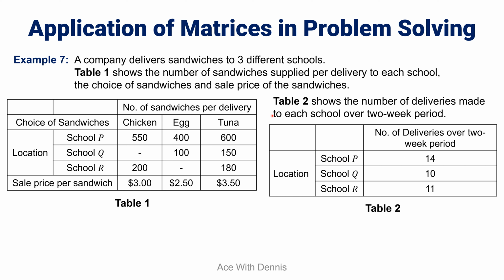Okay, as you can see from the first table, we can form one matrix for the number of sandwiches per delivery, another matrix for the sale price per sandwiches, and one more matrix for the number of deliveries over 2-week period.